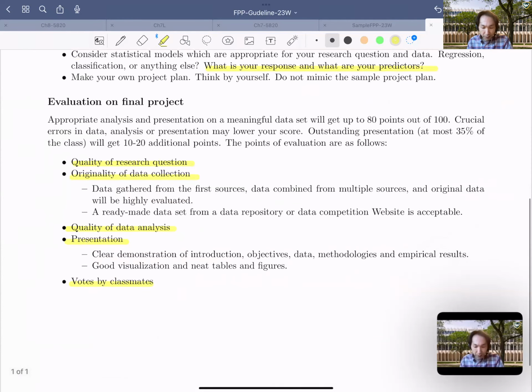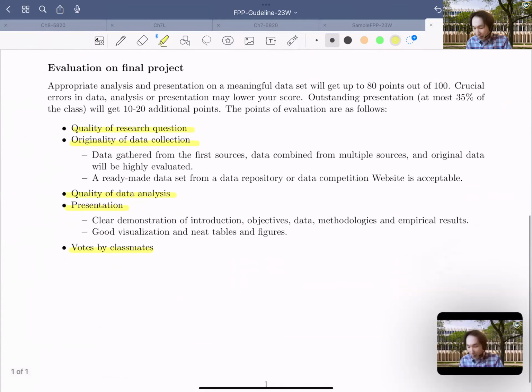Originality of data collection and the quality of the research question are important. So you can use any data, but if you want to get the top score in the presentation, then I recommend you gather first-source data, not ready-made data.